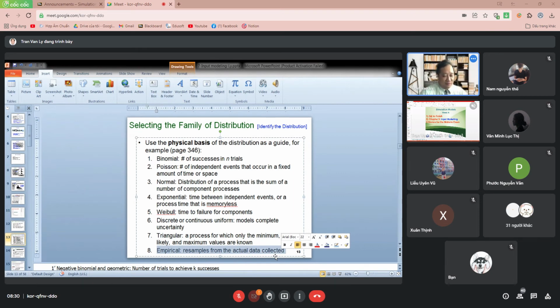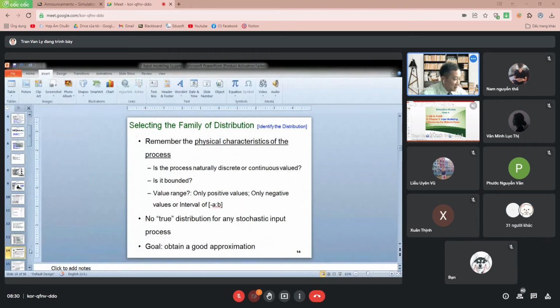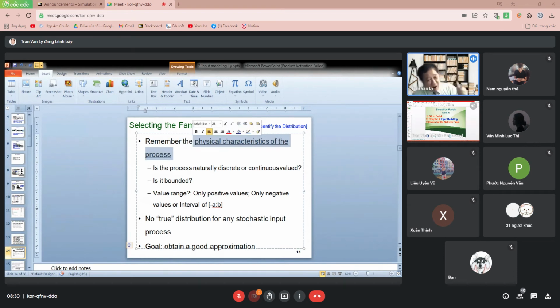In Arena, just for example, a schedule: how often they arrive? Just right and out. Processing time: you collect the first, the second, the third, etc., and you just put it into Arena. So remember the physical characteristic of the process, based on the nature of the process.